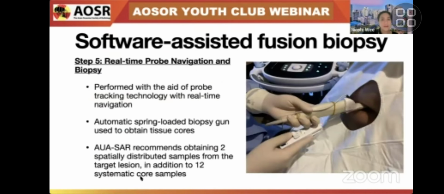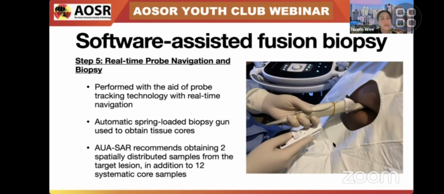So the final step, the fifth step, is the real-time probe navigation and biopsy. Real-time sampling is performed with the aid of probe tracking technology that allows for real-time navigation. A 26 centimeter long, 18 gauge automatic spring-loaded biopsy gun is used to obtain the tissue cores. Currently the recommendations are that we get 2 spatially distributed samples from the particular target lesion, in addition to 12 systematic core samples.